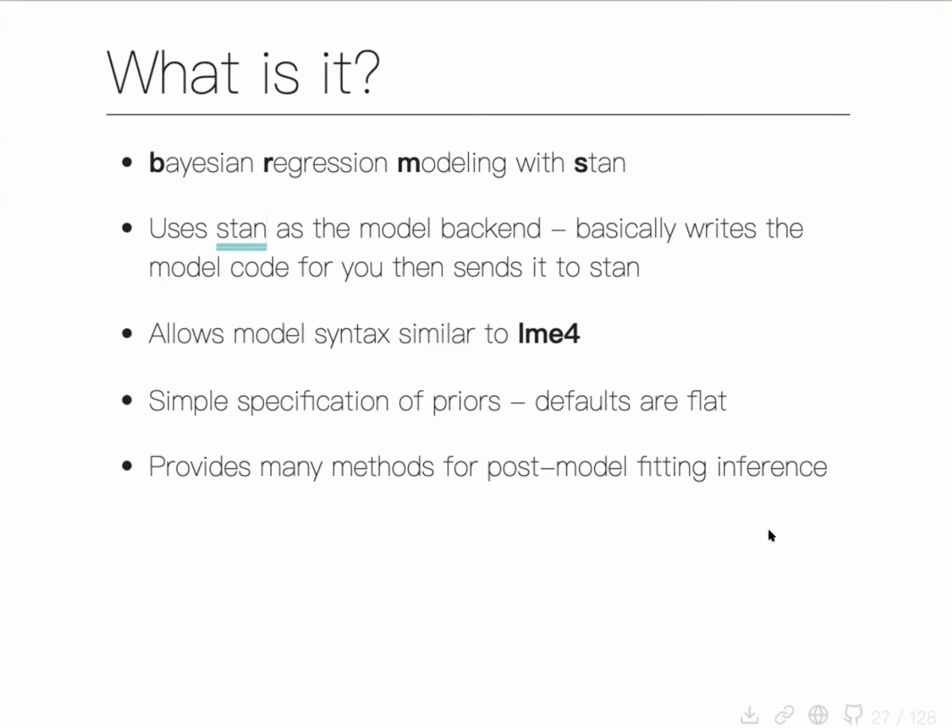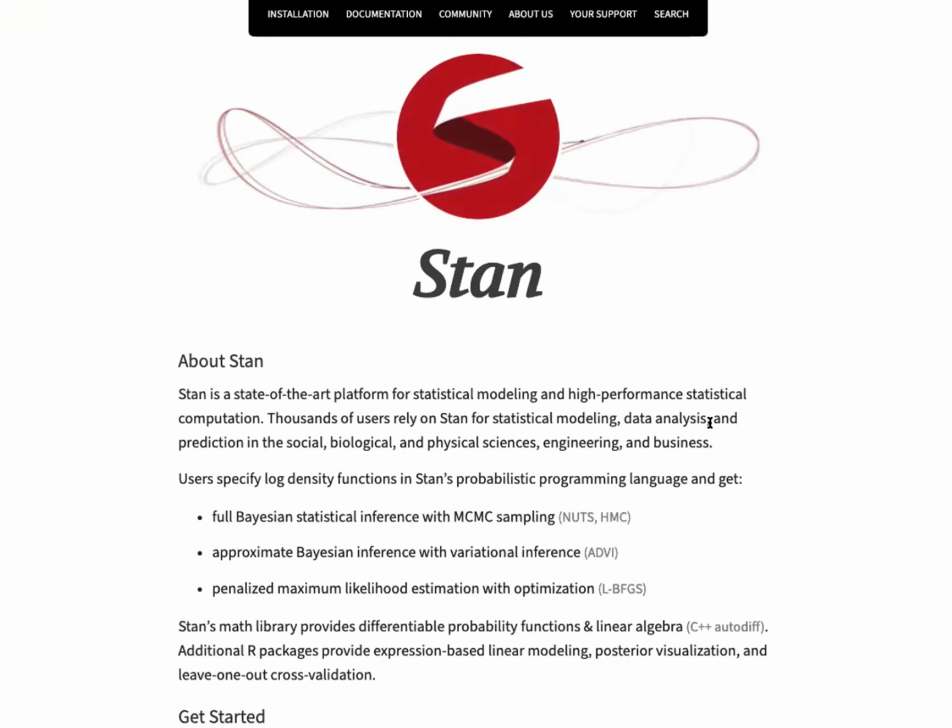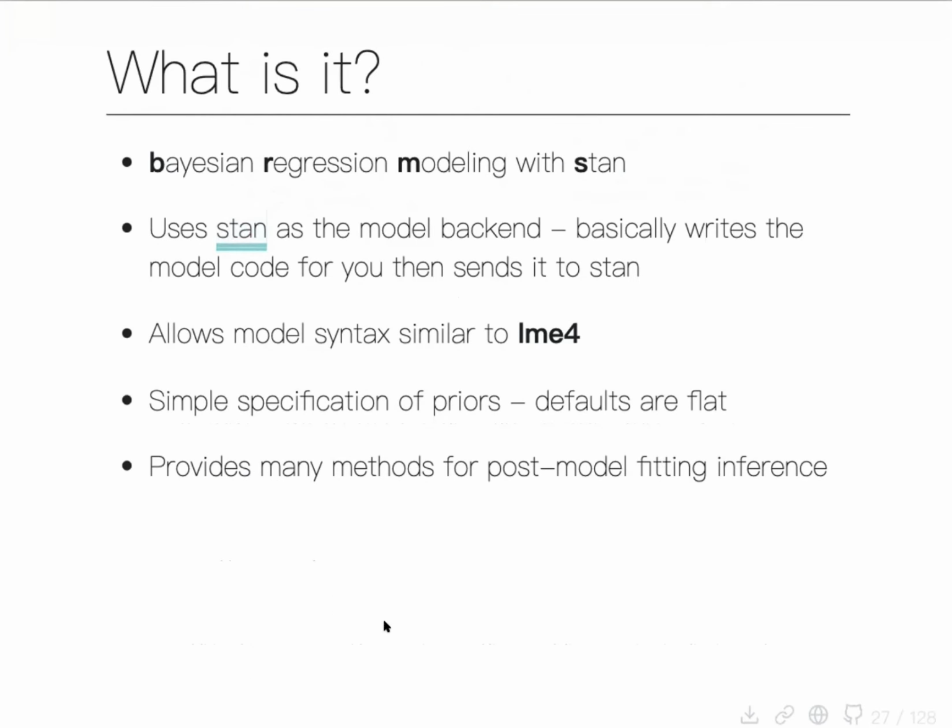So what is it? BRMS stands for Bayesian Regression Modeling with Stan. I kind of mentioned what Stan is already. Here's a link to Stan. Like I said, it's its own process entirely. It uses the most advanced MCMC sampling that's out there currently, and it's a lot faster than most other previous Bayesian estimation algorithms out there too. But as I'll talk about more in a bit, it's still going to be way slower than maximum likelihood.